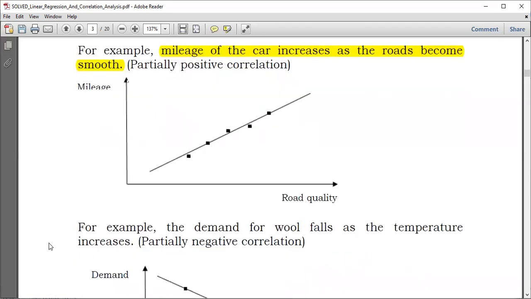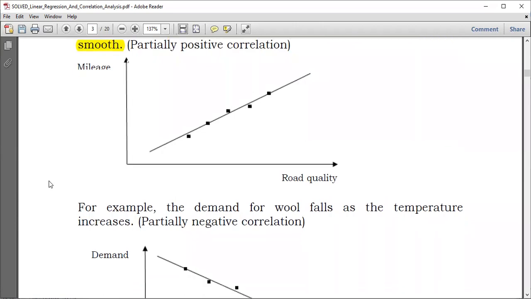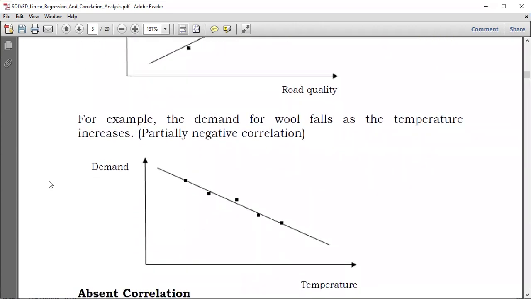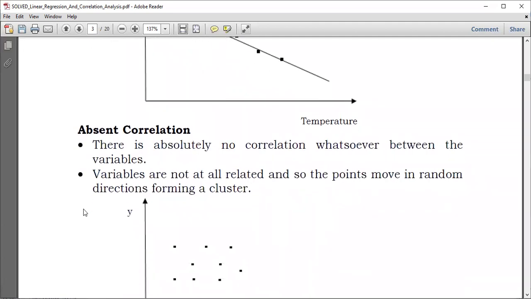Yes. And so you can have a partially positive correlation because both variables are increasing. When one increases, the other also increases. But the correlation could also be partial, but negative. When one increases, the other decreases. For example, it could be demand and temperature. Let's say you're speaking of the demand for wool. Demand for wool would fall if the temperature increases, right? Because if temperature increases, there would be no need for clothes to keep you warm. So it should be like that. As you see, some points stay on the line, but others are above and others are below the line. And then there could be absent correlation.